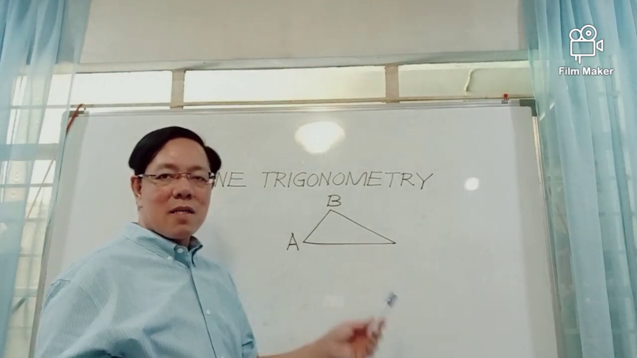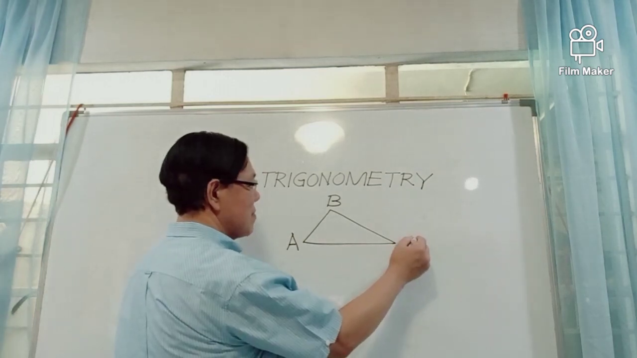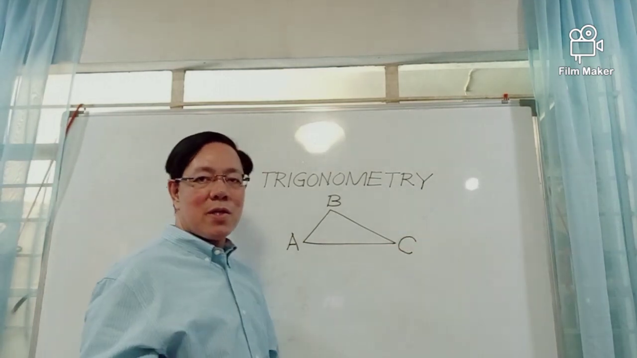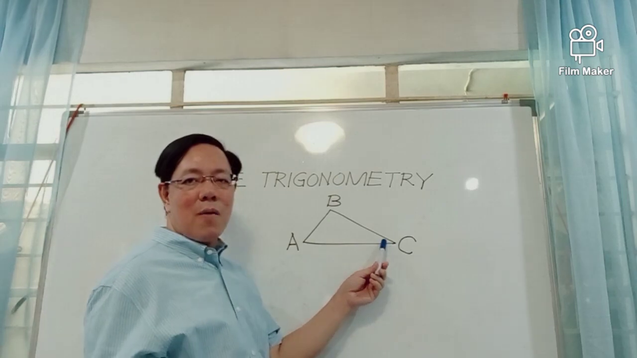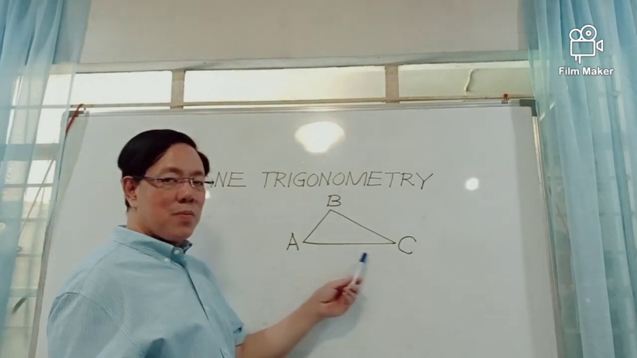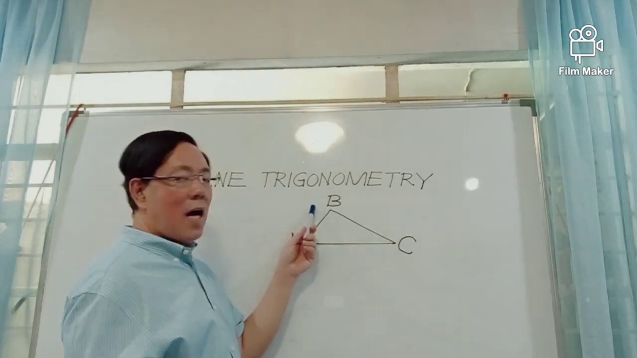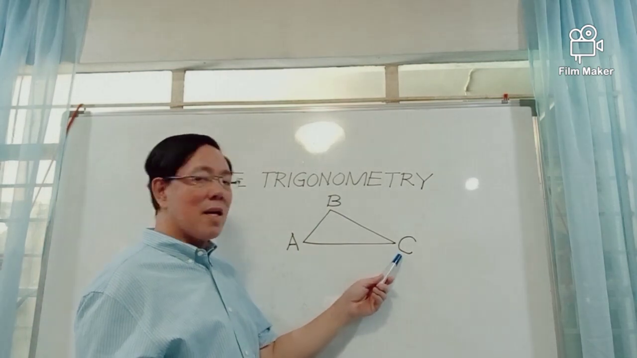And the third angle of this triangle, I will represent by capital C, the third and last angle of this triangle. So the 3 angles of this triangle are angle A, angle B, and angle C.